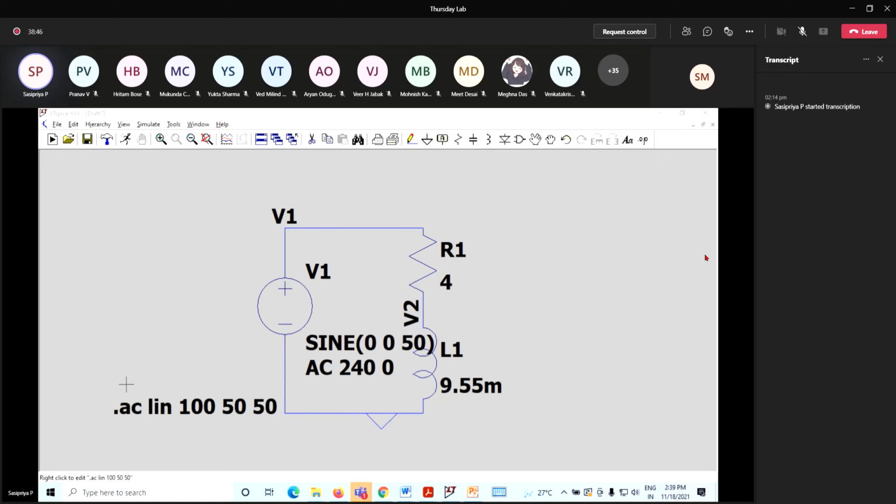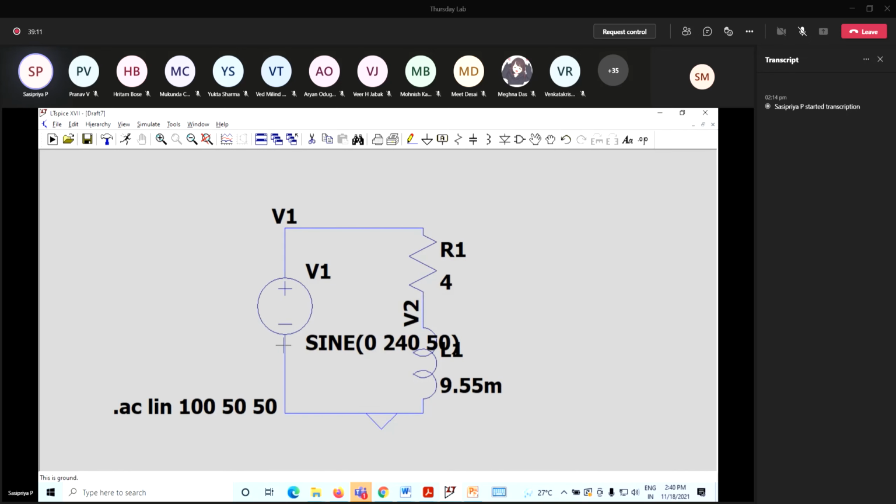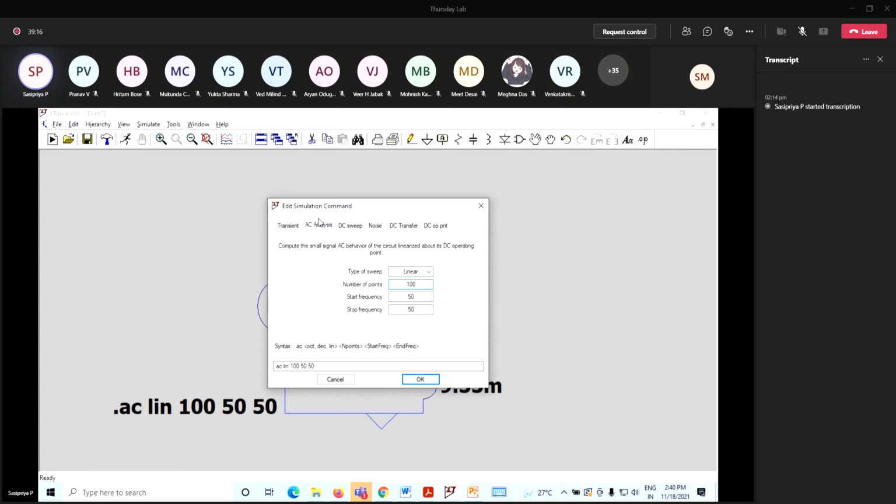Now here, to do the transient analysis as usual, the first thing is you should not apply this AC amplitude and AC phase. You apply offset voltage 0, amplitude 240 volts. So let's give offset voltage 0, amplitude 240 and frequency 50 Hz for the sinusoidal signal. And then the simulation command. Instead of AC analysis, we are going to simulate it using transient analysis.